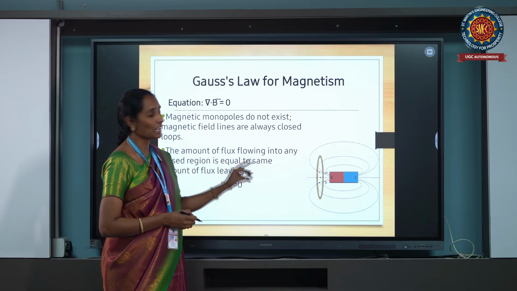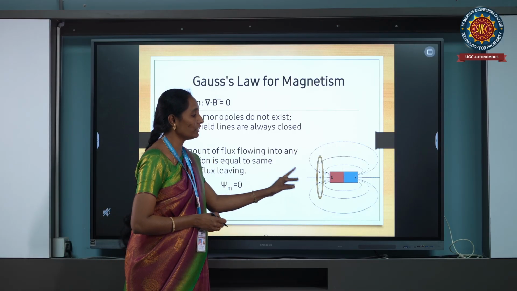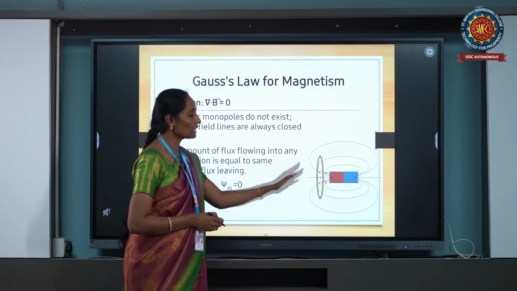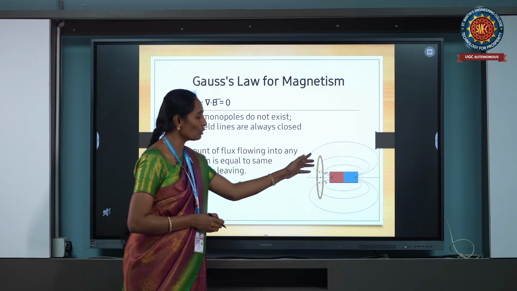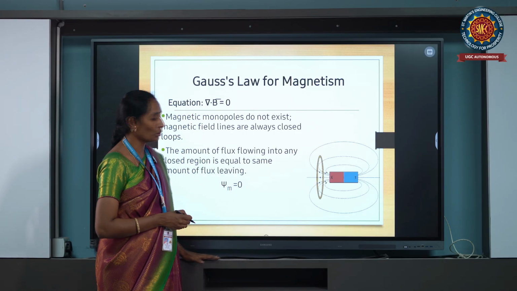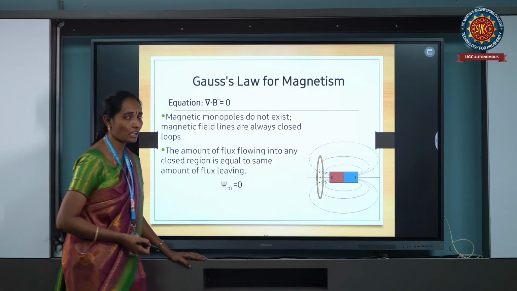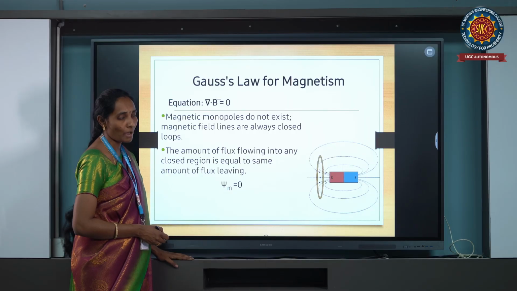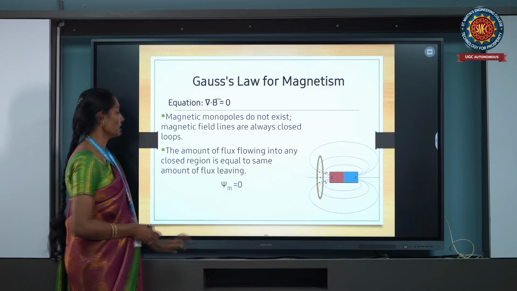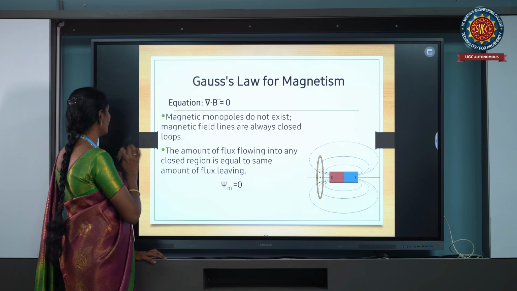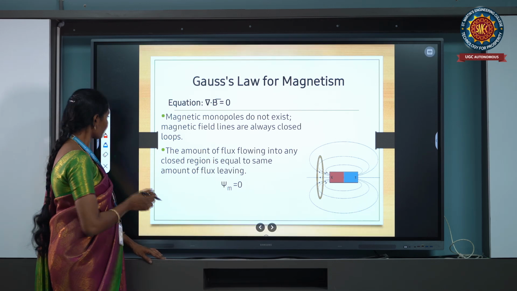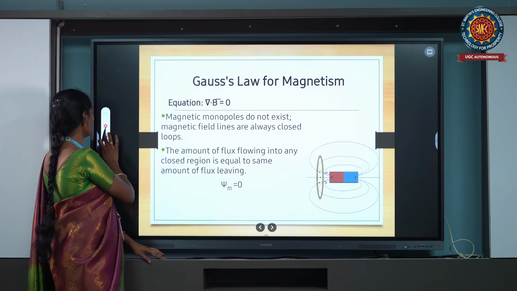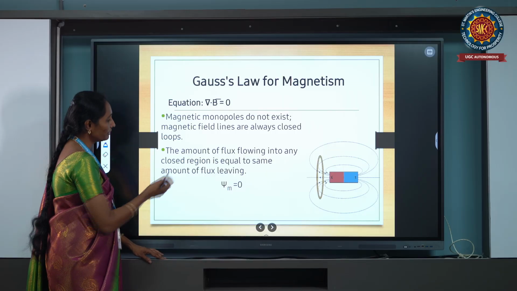So that's why the flux entering and leaving is equal, which means the total flux present in the closed region is 0. So that's why psi m is equal to 0. From this equation we derive Maxwell's third equation. How this Maxwell's third equation is derived, I will explain clearly using this.